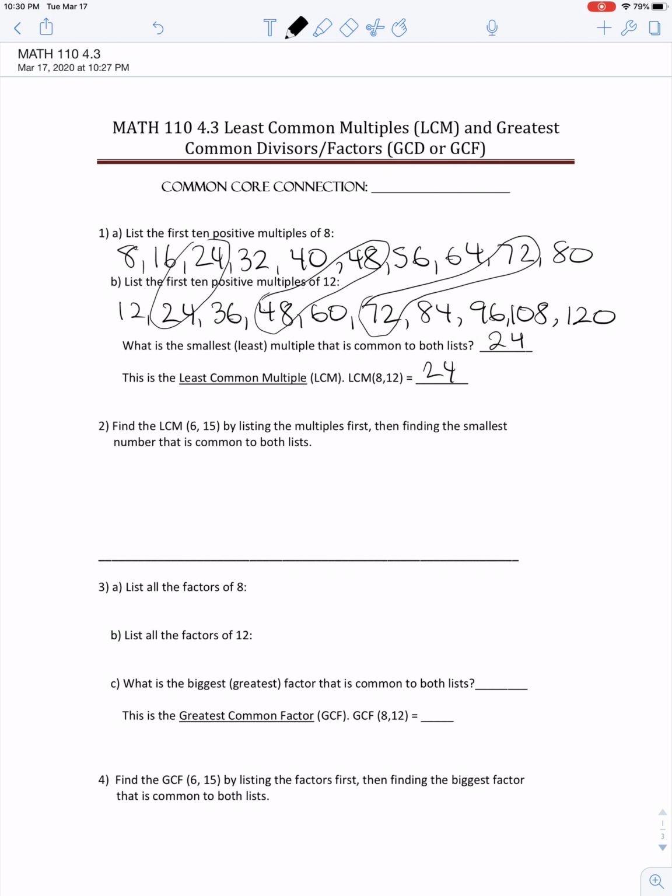All right. So I'll leave 2 for you guys to practice. Again, use the same thing: write out the multiples, and then find the smallest intersection.